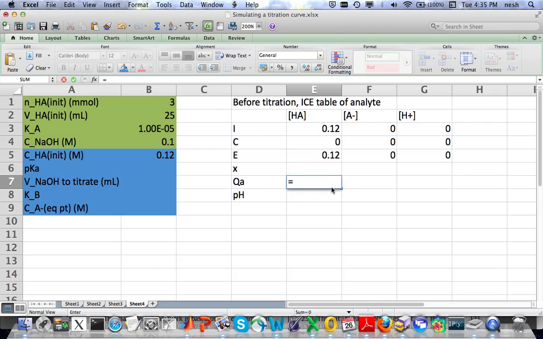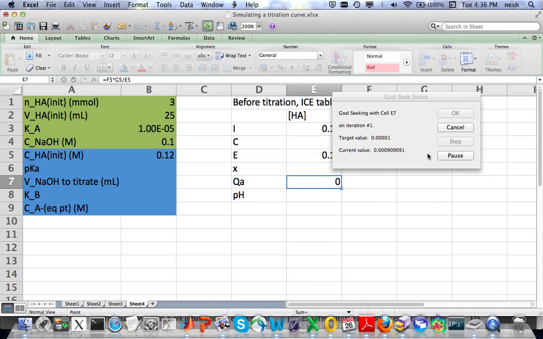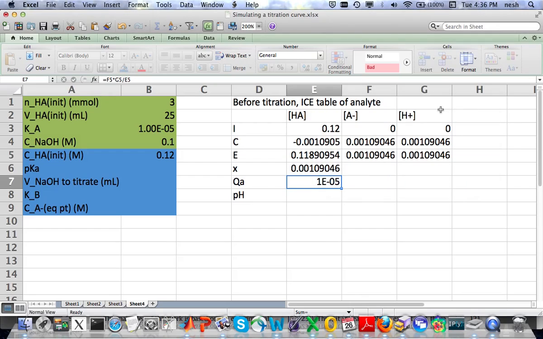I need to say this quantity is equal to the products, which is that A minus times the H plus divided by the HA concentration at equilibrium. And now I'm going to go off to goal seek, and I want to set E7 to my known value, which is 1E minus 5, by changing cell X, and let's see if that works. Well, I think it worked out okay.